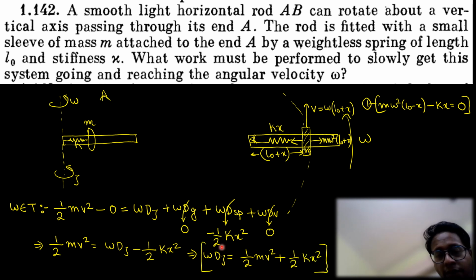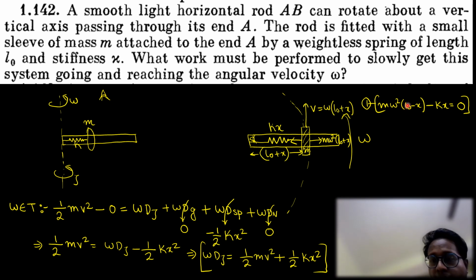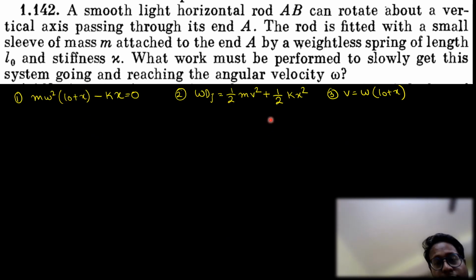And what do we have to find out? We have to find out work done by torque, or what work must be performed by the external force out here. So solve this equation and this equation and find out the value of work done by torque. Out here I made a small mistake. It is not L naught minus x, it should be L naught plus x. The final length is L naught plus x. Now when I use these three equations, I get the value of work done by external torque.